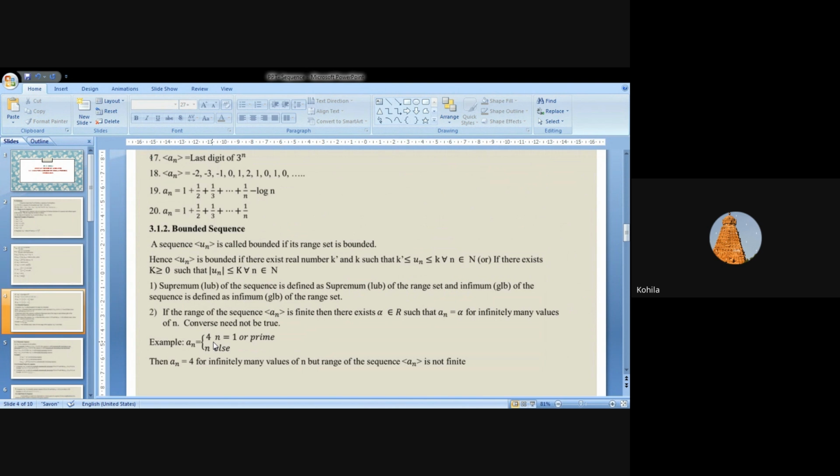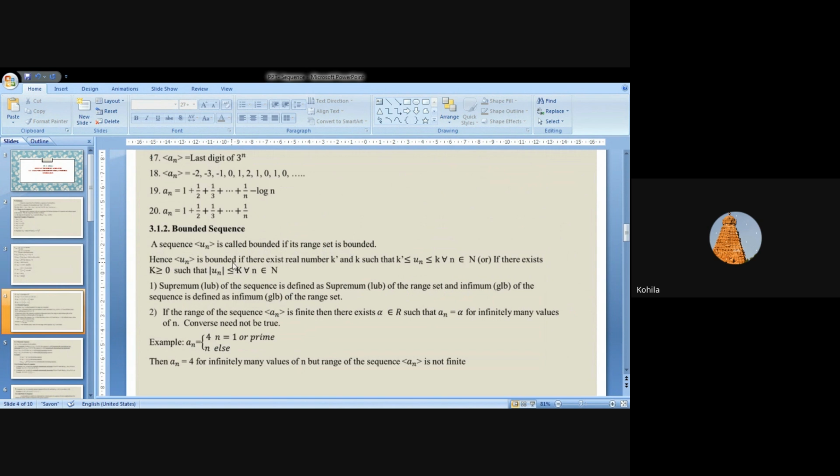Next, we will see the definition of a bounded sequence. We know the word bounded itself says it has limit points, which means a lower limit and an upper limit. The basic definition of a bounded sequence: a sequence u_n is called bounded if its range set is bounded.